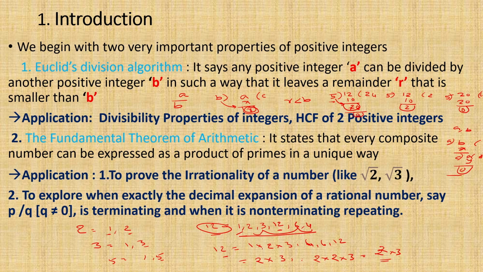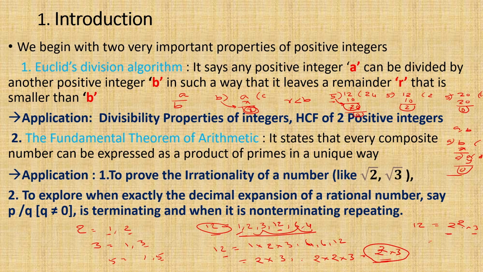So what he is saying is, any composite number has several factors other than one and the same number, and in a unique way it can be represented using prime numbers only. Okay. So here 12 is equal to 2 square into 3, where 2 and 3 are the prime numbers. Like this, every composite number can be expressed as a product of prime numbers, in a unique way.